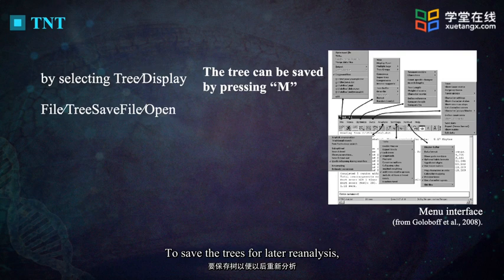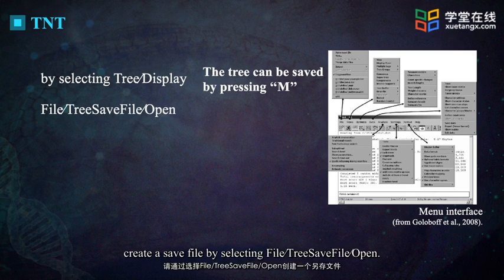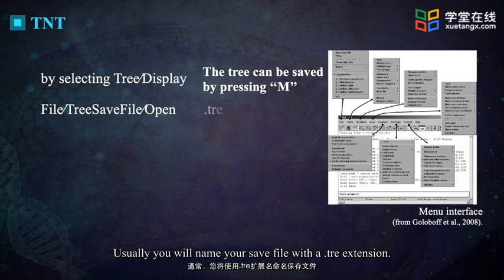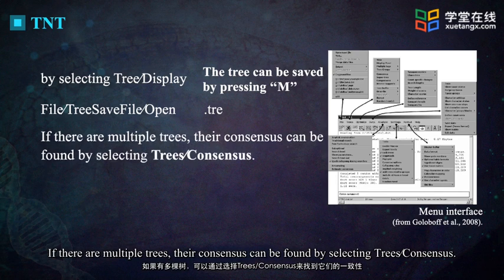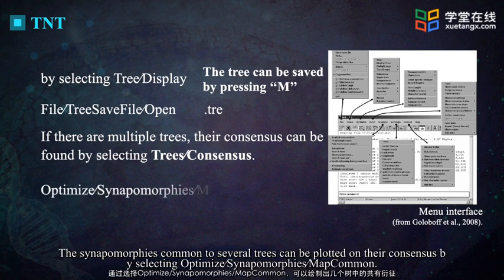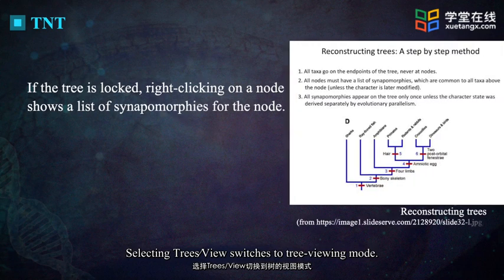To save the trees for later reanalysis, create a save file by selecting File/TreeSave File/Open. Usually you will name your save file with a tre extension, that's TRE. If there are multiple trees, their consensus can be found by selecting Trees/Consensus. The synapomorphies common to several trees can be plotted on their consensus by selecting Optimize/Synapomorphies/Map Common.